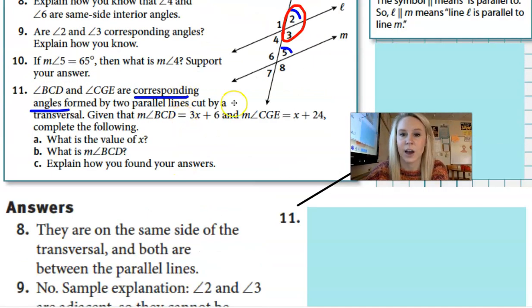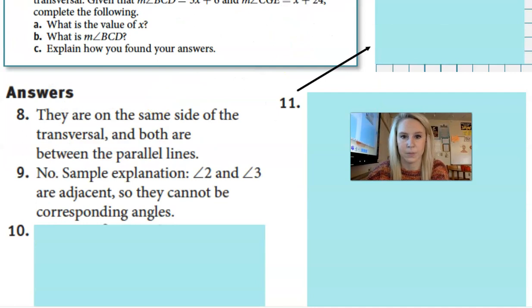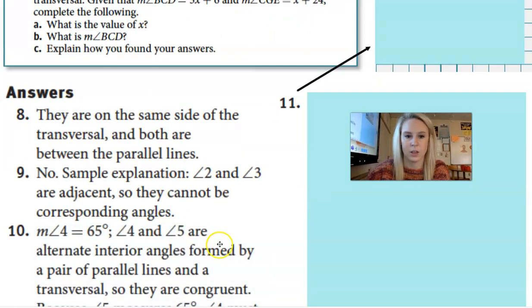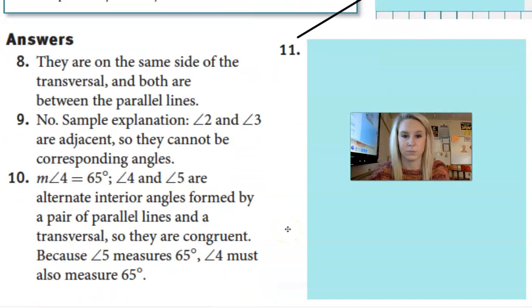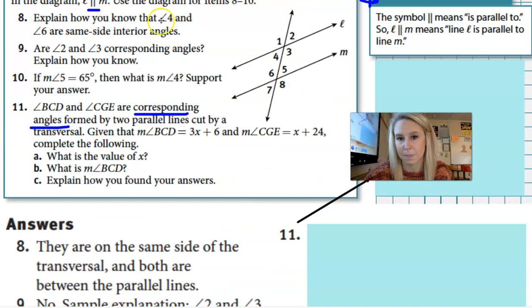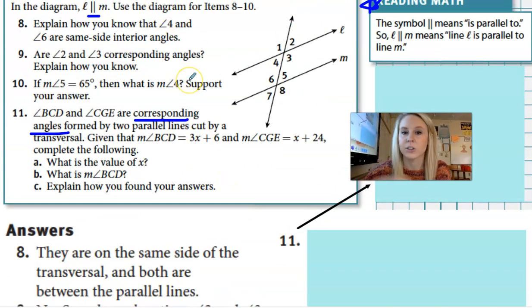All right, number 10. If 5 is 65, what is 4? Okay, answer. So they are the same. 4 is also going to be 65. So 4 and 5 are alternate interior angles, so they are congruent. So when it tells you to support your answer, it does want you to name drop a vocab word. So do give me a vocab word. Since they're alternate interior angles, they're congruent.